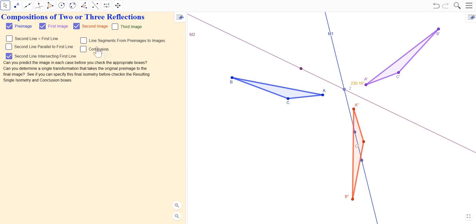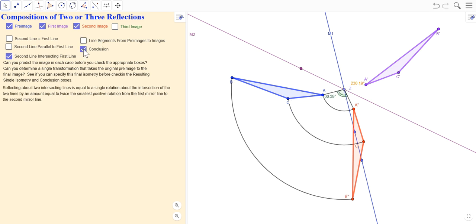Well, one way to help us see this is to look at the line segments that connect pre-image to image point, and notice that they're not parallel. They're not necessarily the same length. Their midpoints are not necessarily in the same line. But if we look at the perpendicular bisectors of these line segments, they all intersect back where the two lines originally crossed. That's going to tell us that the result is actually a rotation.